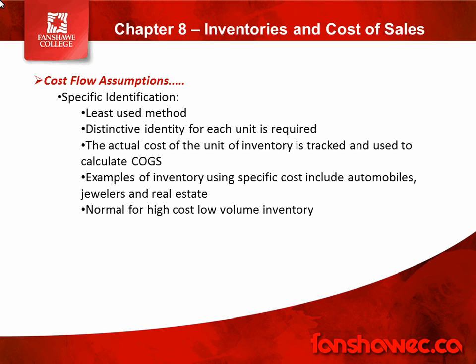Jewelers is another good example. They typically have low volume, right? So they don't have a whole lot of rings in stock, but each inventory item is usually expensive, and you can usually identify it separately from the other rings, okay? And we're going to go through an example here. We're going to take one example and go through all the cost flow assumptions. So specific ID is normal for high cost, low volume inventory. So why don't we take a look at that example right now.